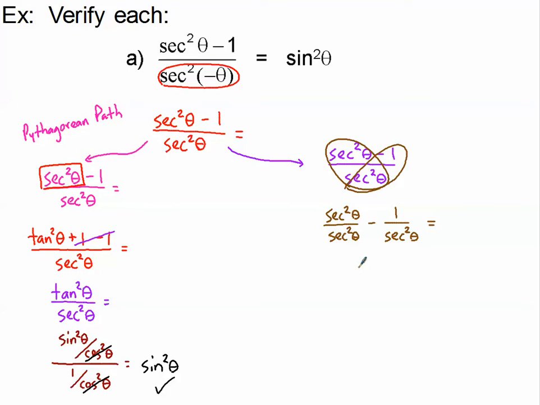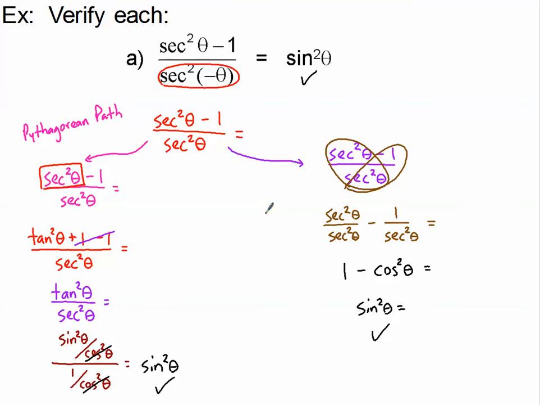Split up the fractions, and now let's see what happens. Secant squared over itself, of course, is 1, and 1 divided by secant squared is your reciprocal. 1 divided by secant is cosine, so 1 divided by secant squared would be cosine squared. So now we're to here, and we all know that 1 minus cosine squared, we're going to be using this so many times, that's one of your Pythagoreans, and that equals sine squared. And we're finished. We know that we're finished because we've achieved the other side of our identity, sine squared.